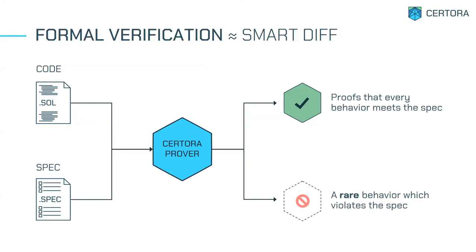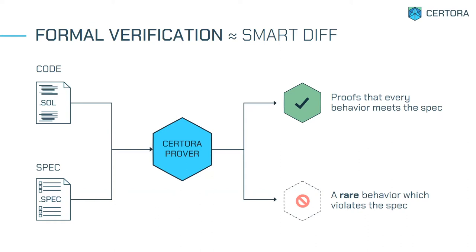For the purpose of this talk, you can think of formal verification as a smart way to do this diffing. The idea is we compare the code on one side and the specification on the other side. These are two separate files. One of them is written in code, say Solidity or Rust. The other is written in a spec language. Certora has its own language, but there are others. What this can give you is actually a proof. It can tell you that all the behaviors of the code, and there are usually many, even infinite, satisfy the rules. Or it can identify a behavior that could be pretty rare, which an auditor can also find, and show you some input that violates the spec.